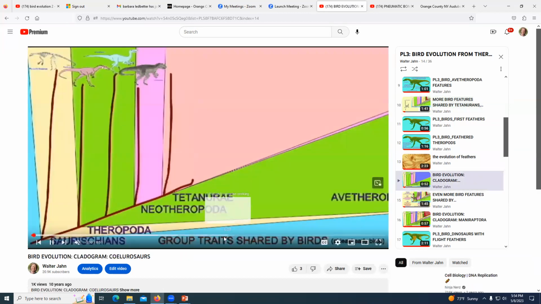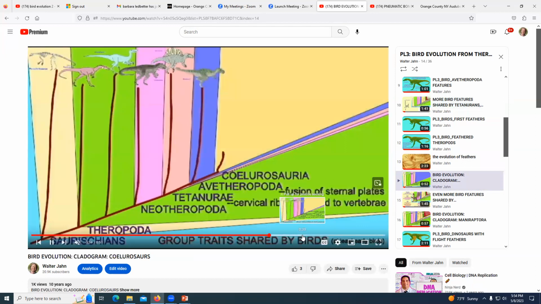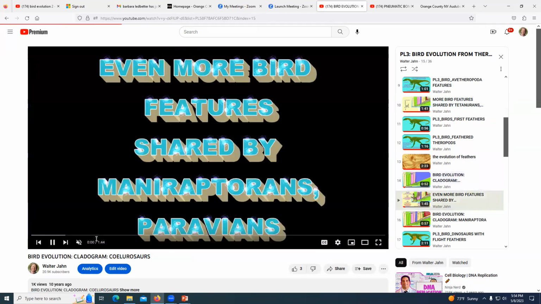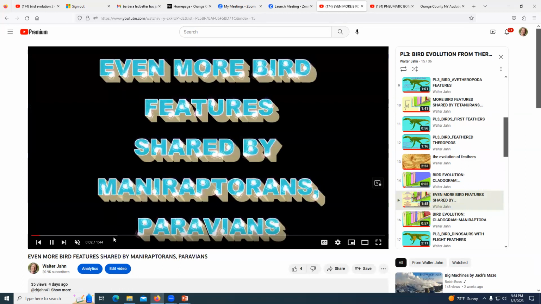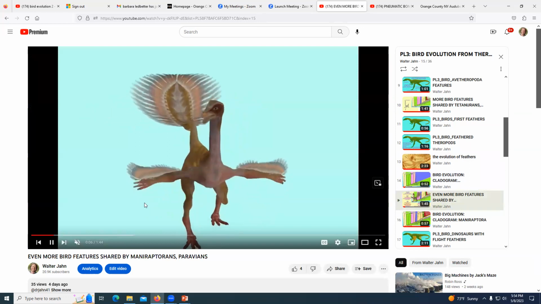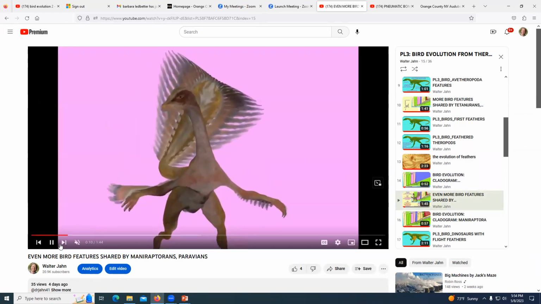Because after this group, the Coelurosaurs, I'm sorry, I have so many things, I sometimes have earlier ones. As we start getting to the top of our family tree, we have a group called the Maniraptorans and the Paravians. So here's a Maniraptoran.